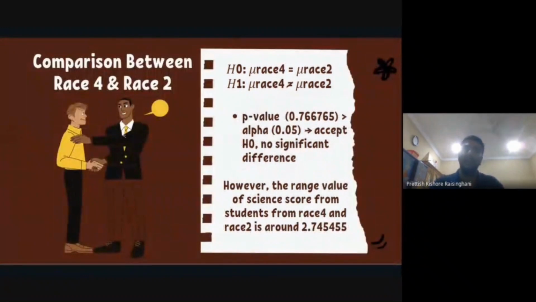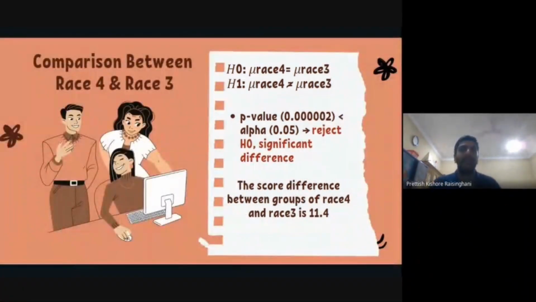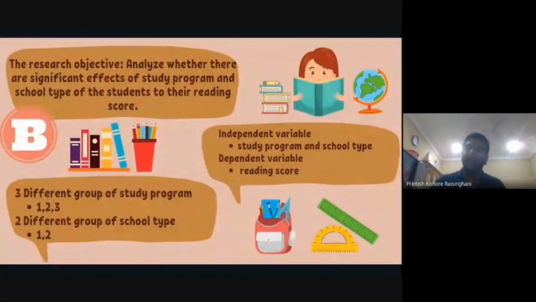Again, in this case, the p-value is larger or bigger than alpha. This means that there is no significant difference of the science score between the race 4 and the race 2. When comparing between race 4 and race 3, the p-value is less than alpha. This means that there is a significant difference between the race 4 and the race 3.